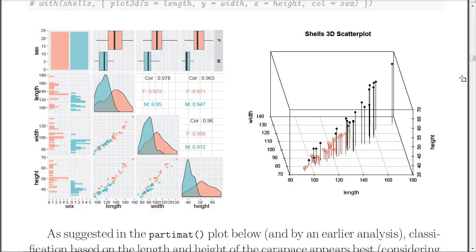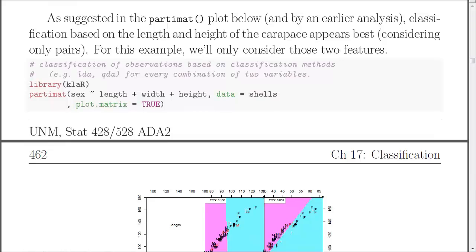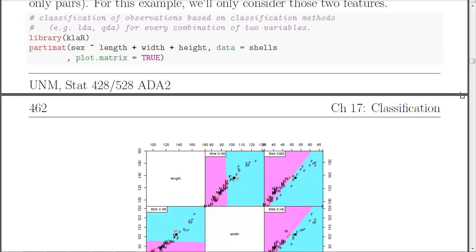And I want to show you some functions that help with classification. So we have a new function called partition matrix, which is a matrix plot that shows pairwise how well you can do for classification. In the package klaR, we've got the partition matrix function. Sex is our response variable, the categories we're classifying into, and we have 3 variables we're using as features. And I'm asking to plot the matrix of pairs of points.